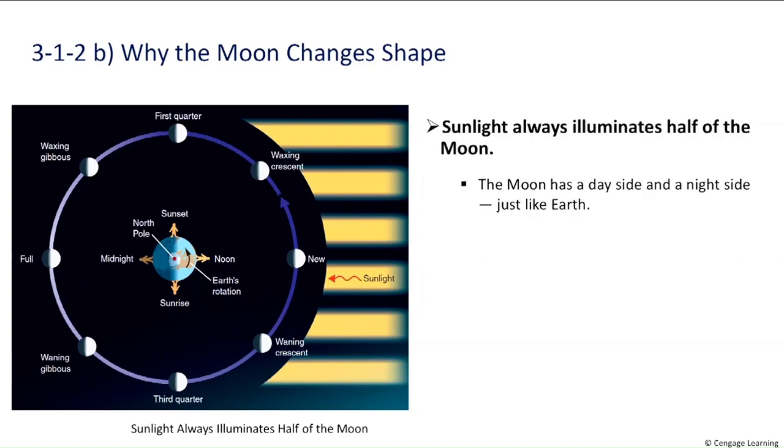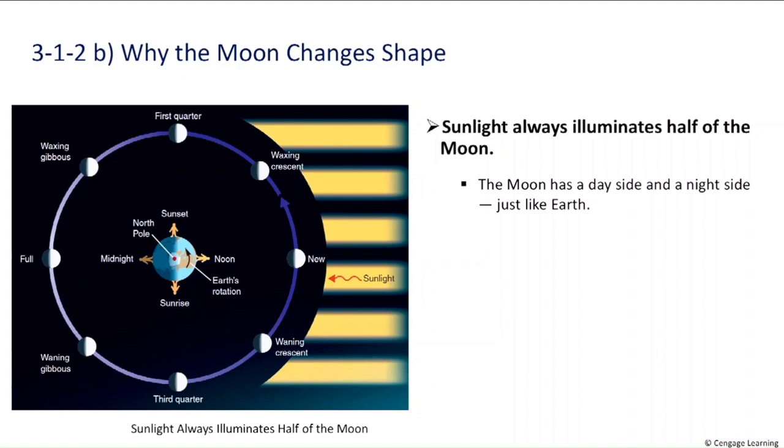So no matter where the moon is in space, sunlight always lights up half of it. There's always a lit side and a dark side, just like a basketball held under a lamp. Alright, let's look at this image. Can you all see how the sunlight is coming in from just one side?